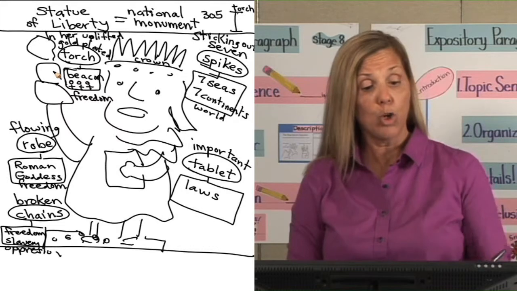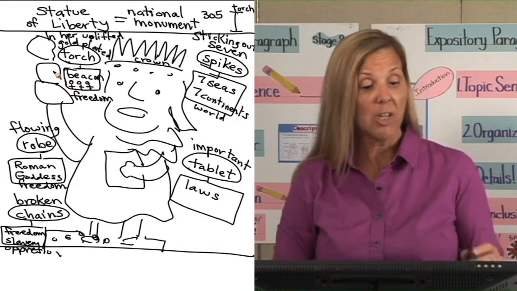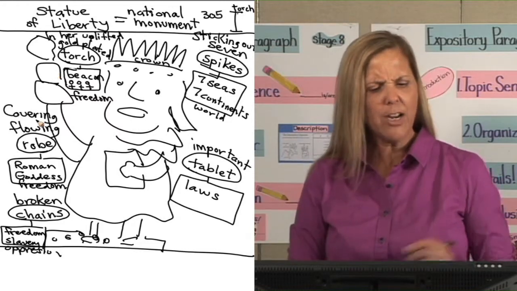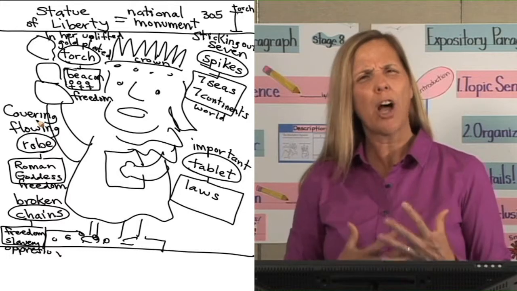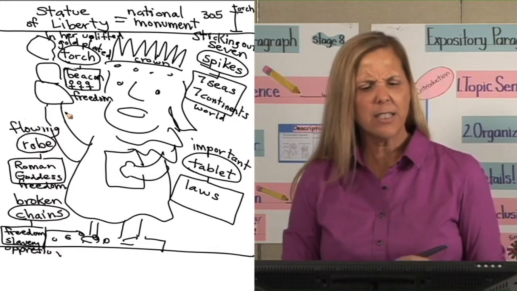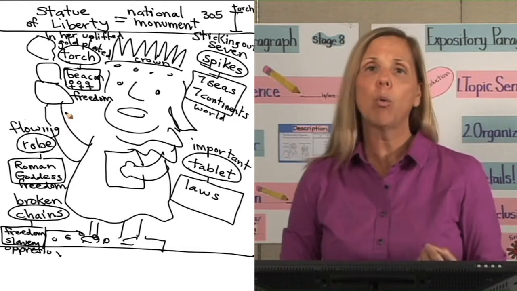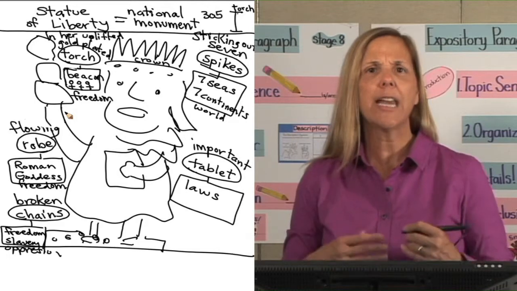Now let's go to her robe. How can we transition to this? Where is this robe? Covering her body. Covering her body is a flowing robe because she's the Roman goddess of freedom. That sounded stilted. Let's start it again. Instead of having a transition, who or what are we talking about? The Statue of Liberty. I don't want to say that again, so let's just say she.